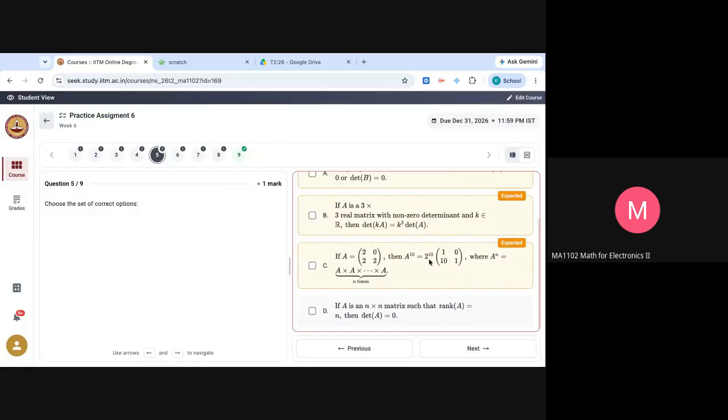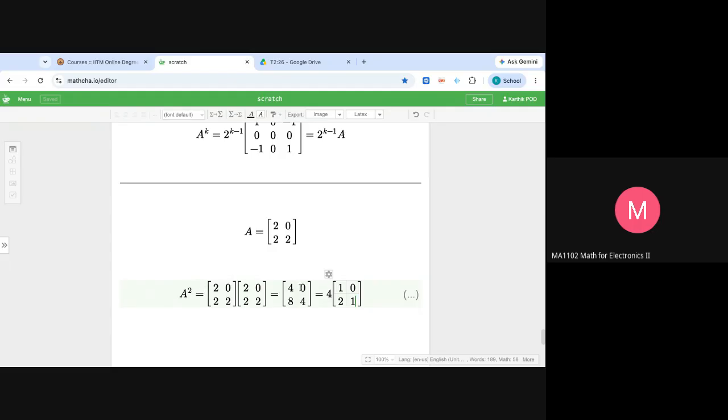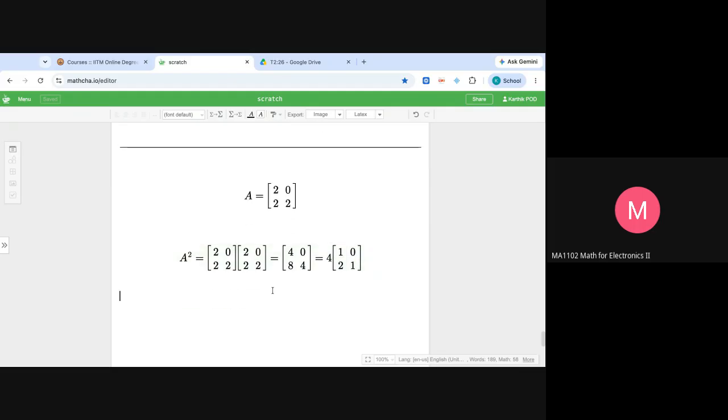Okay, so this is 2 power 10. So it's like 2 power k, 10k 1, right? So it's 2 square into 1021, right? So that is what they want us to verify.